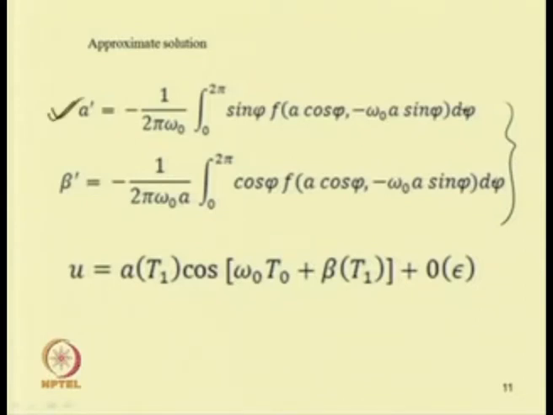So, for the steady state solution one can substitute a dash equal to 0 and beta dash equal to 0 as they are not functions of time. So, one can obtain the response of the system, and the response in terms of u can be written as a(T1) cos(omega 0 T0 plus beta(T1)), where a is a function of T1, plus order of epsilon. So, in this way by using the method of multiple scales one can find the response of the system.